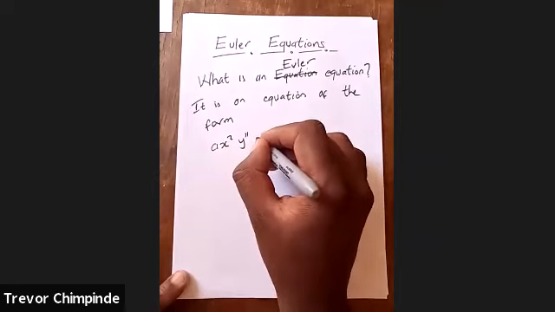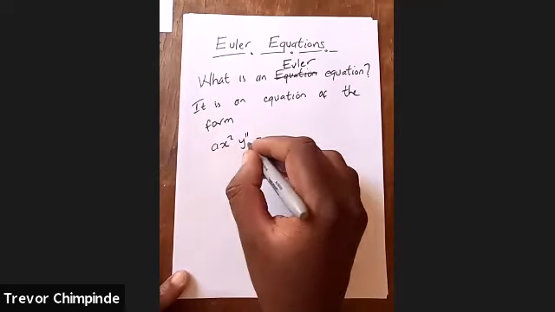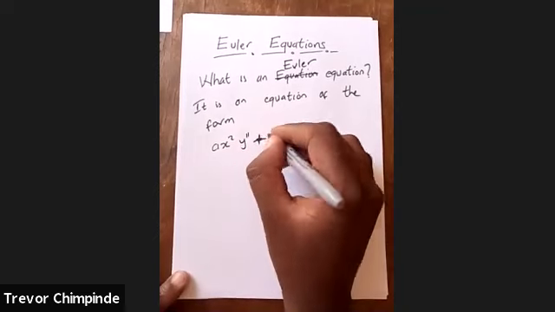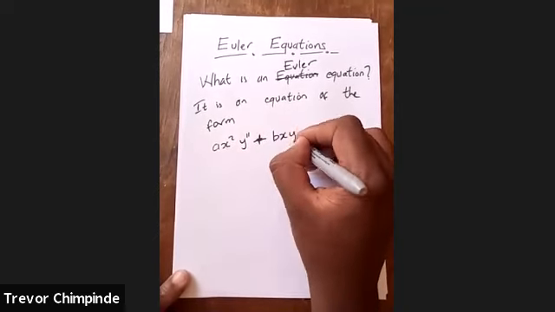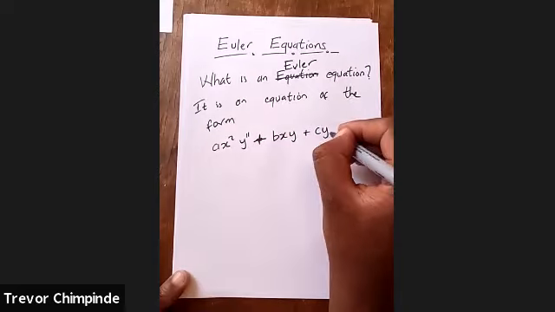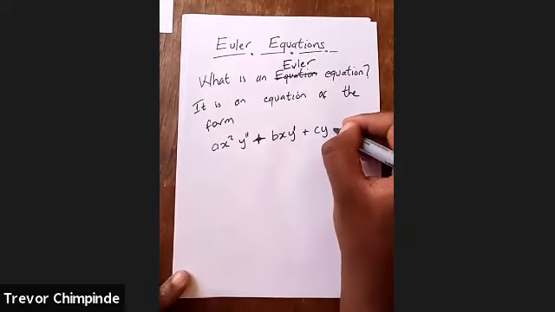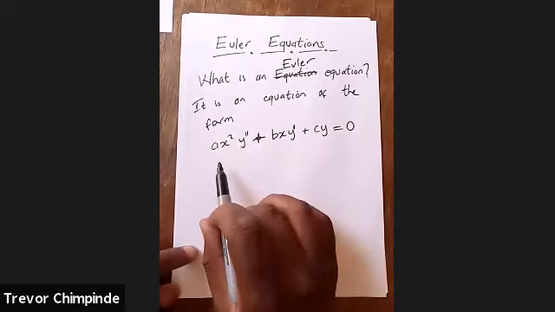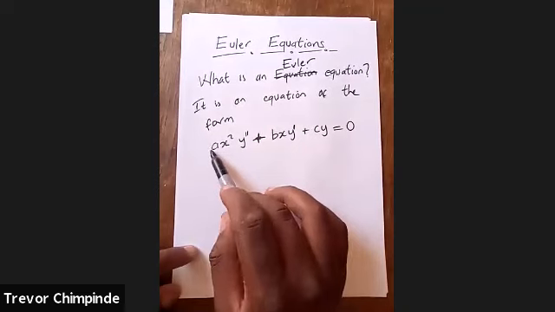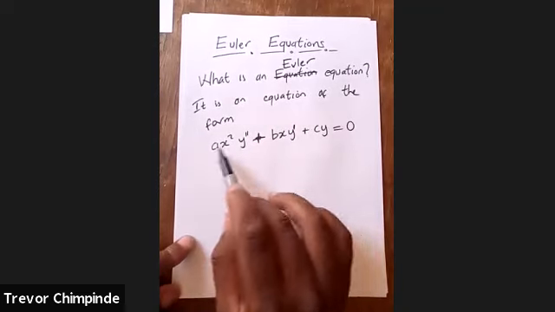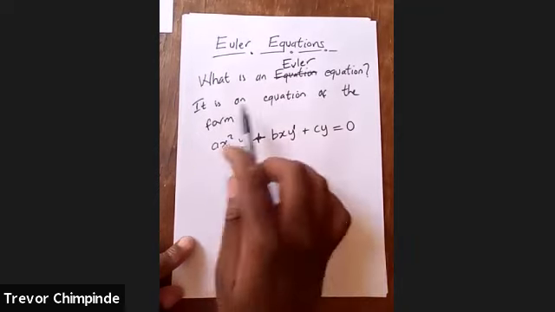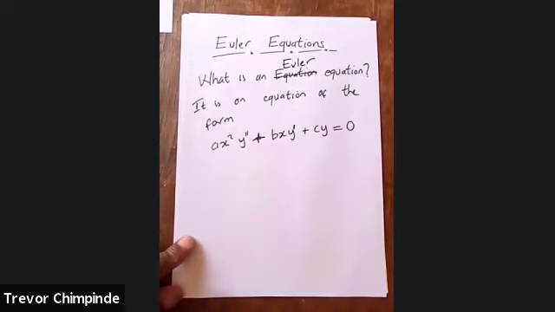So it's of this form: ax squared y double prime plus bxy prime plus cy is equal to 0. So a is just any real constant, and it need not be 0 because we want this to be a second order equation. If this is 0, then you have a first order equation.